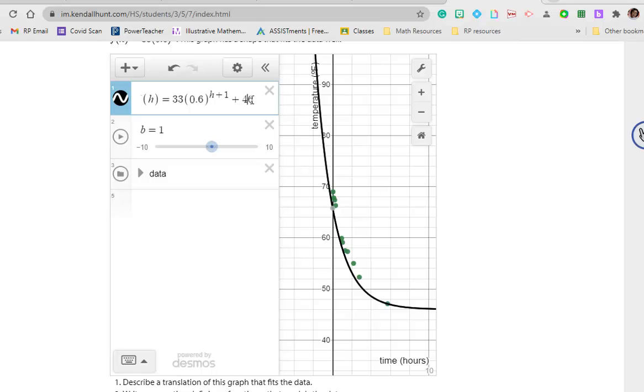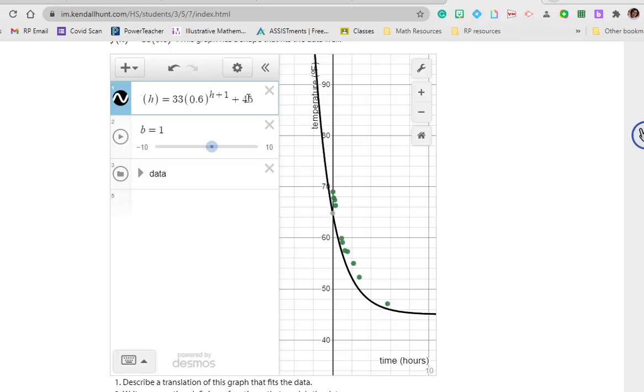Just try if I inch this up a smidge more. Man, that's looking darn close. Look at how good we have that. That's looking pretty awesome. So I'd say that adding 1 to our H value, again, that moved us to the left 1 unit, and adding 46 seems to get us really close to all this data.